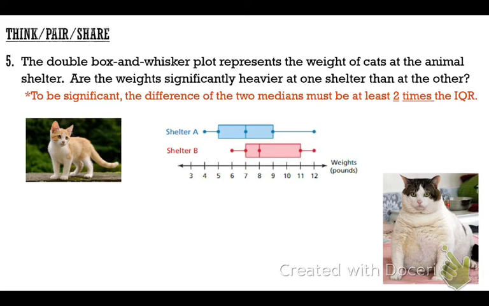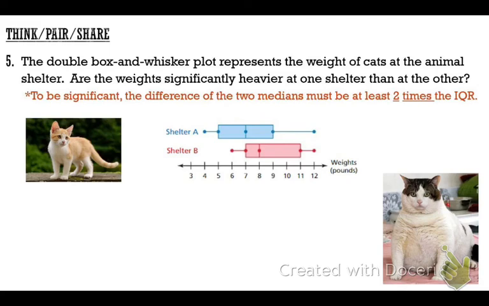All right, for the last problem, I am going to have you work with your partner in just a minute. What it says is the double box and whisker plot represents the weights of cats at the animal shelter. Are the weights significantly heavier at one shelter than at the other? Remind me again, what does it say here? It means to be significant, class. To be significant, the difference of the two medians must be at least 2 times the IQR.